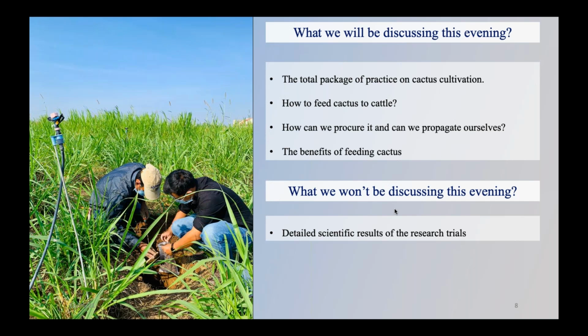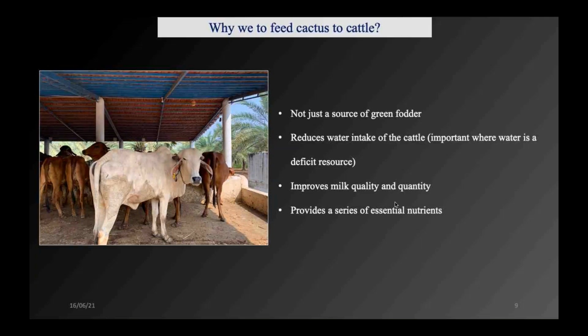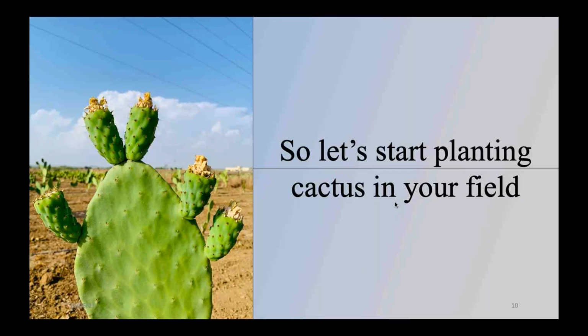Then the first question is why we need to feed this cactus to the cattle. It is not just a source of green fodder. It also reduces the water intake, and it also improves the milk quality and quantity, both in amount as well as the quality. And it contains a series of essential nutrients. I'll be coming to that later. So shall we start planting cactus? Okay.